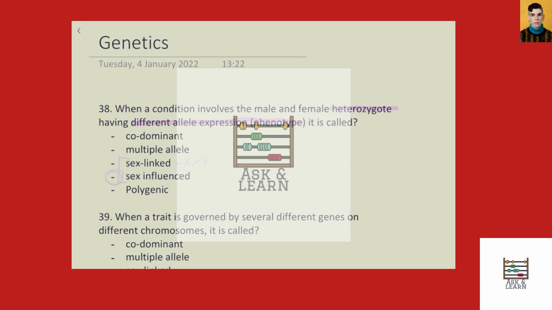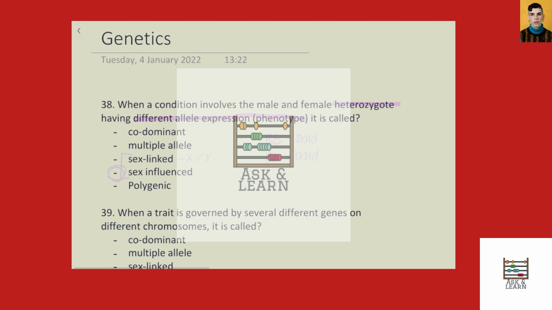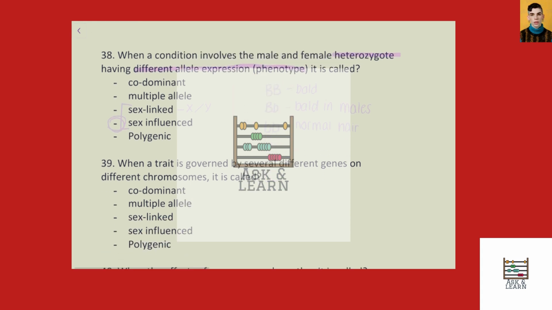And an example of this is baldness. So in baldness, if you're homozygotic, say capital B, that'd be bald in either sex. Whereas if you're heterozygotic, then that would mean you were bald in males only. So here you can see this is an example of where the phenotype linked to being a heterozygote differs, whether you're a male or a female. And then if you were two small b's, then you would be normal hair in both. So hopefully that helps you to understand why this answer is sex-influenced.